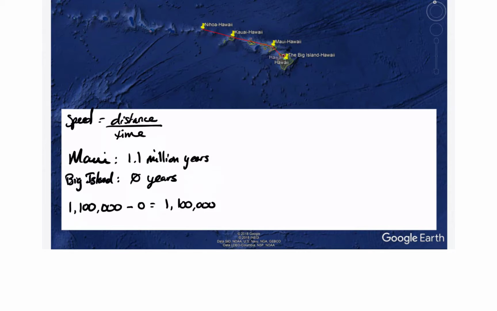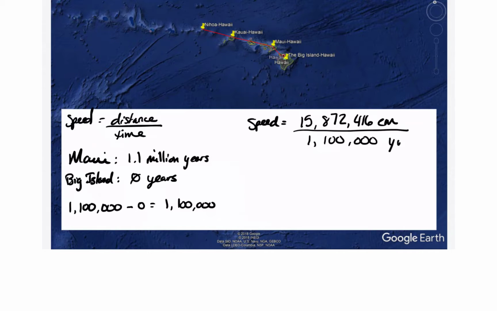So the speed that the plate is moving equals the distance we pulled from the measurement in Google Earth, which is 15,872,416 centimeters, divided by 1,100,000 years. Use your calculator to figure out the answer, then enter it into the quiz interface. Round to 2 decimal places and be sure to include your units of measurement in your answer.